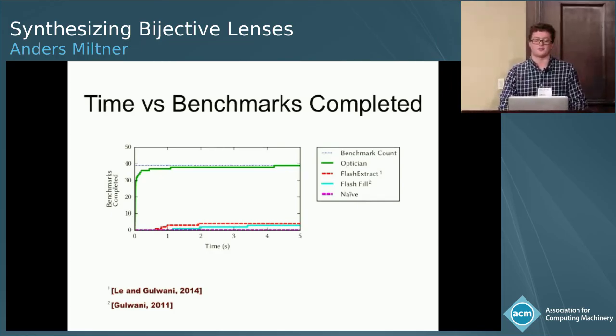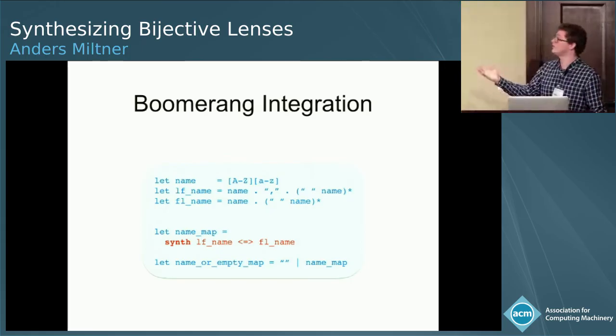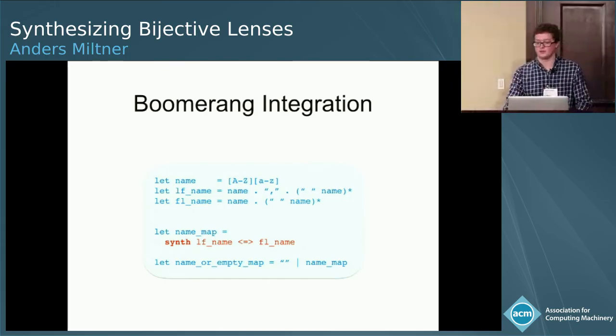We've integrated our system with Boomerang in the main branch of Boomerang as of today. So you can say synth and then two regular expressions, and an input-output suite if you want to, and we will synthesize the transformation between those regular expressions. You can also then use that synthesized lens as you would a normal lens. So it can be used for future synthesis tasks, and it can also be used for just building up your own lenses manually.